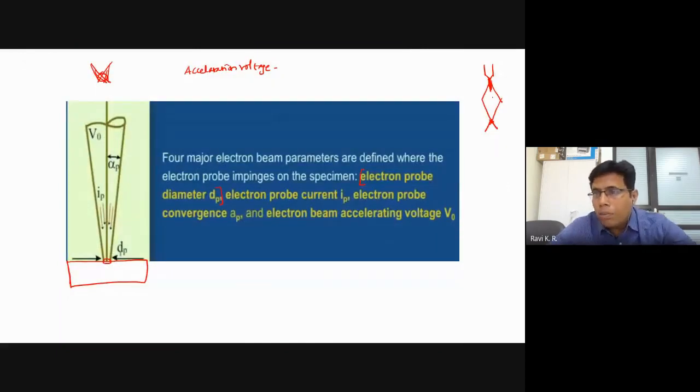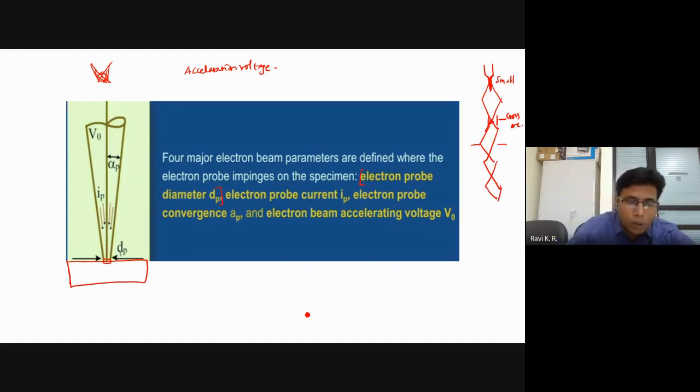This should be small. In any kind of scanning process, the diameter of the source must be as small as possible. The smaller the electron gun tip, the smaller the beam diameter. But this beam diameter increases at the crossover. Then it goes through a series of lenses, like the condenser aperture and then the objective aperture. Finally it falls on the sample.